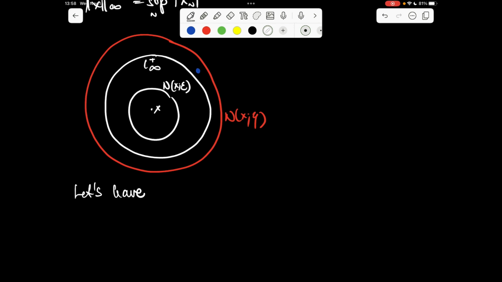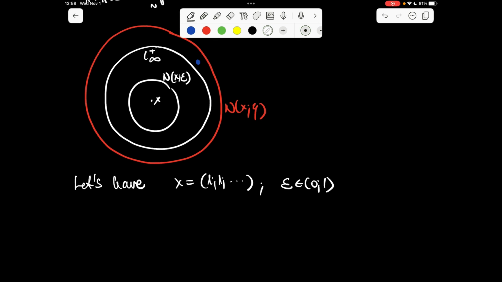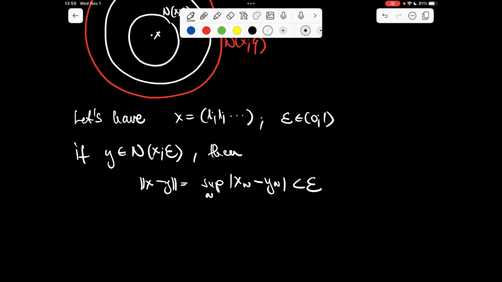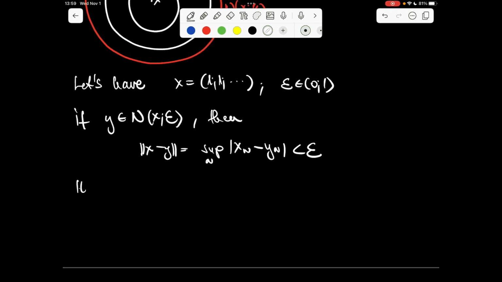So let's have the following sequence. This is a point in this space. And let's have epsilon from this interval. So now we are constraining the possible values for epsilon. If y is in the epsilon neighborhood around X, then the maximum difference between the two points cannot be higher than epsilon. It means that the differences between the elements of the two sequences are not greater than epsilon.